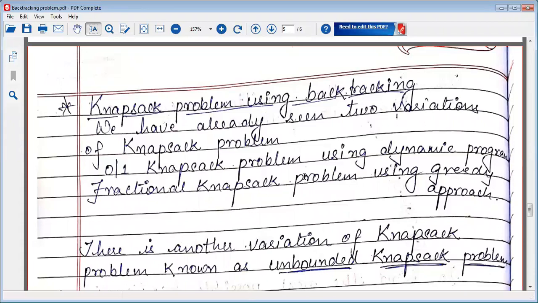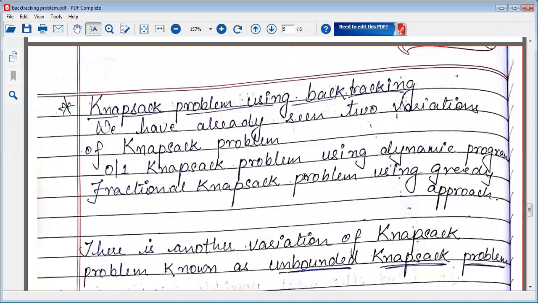Now, the knapsack problem using backtracking also has another name, that is, the unbounded knapsack problem. How it is different from the traditional knapsack problem is that in all the problems we have seen earlier, we have just one instance of an article, but here we consider that we have multiple articles of the same type. So let's say the weight of an article is 2 and the profit is 10. I can have multiple instances and you can take as many instances as possible.